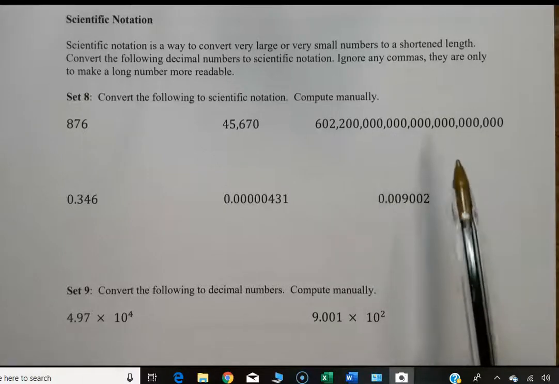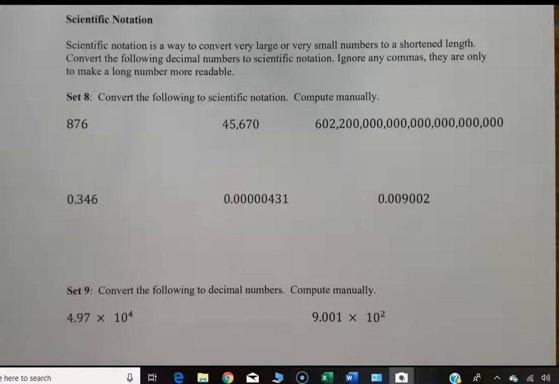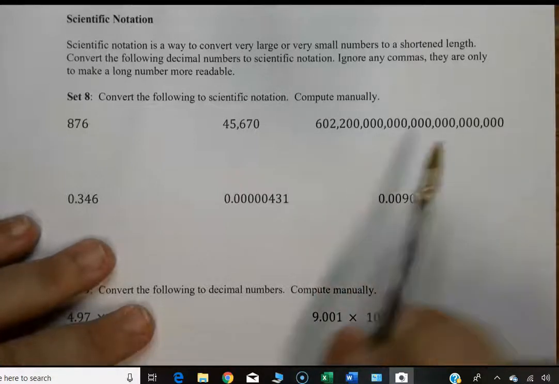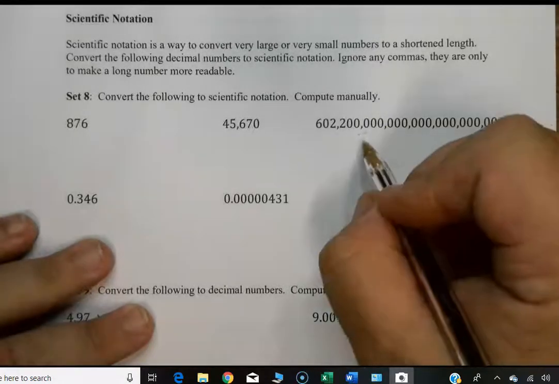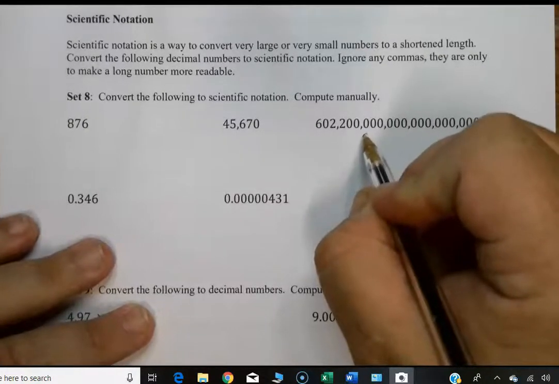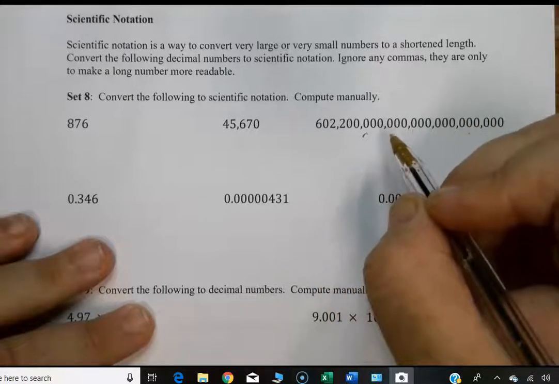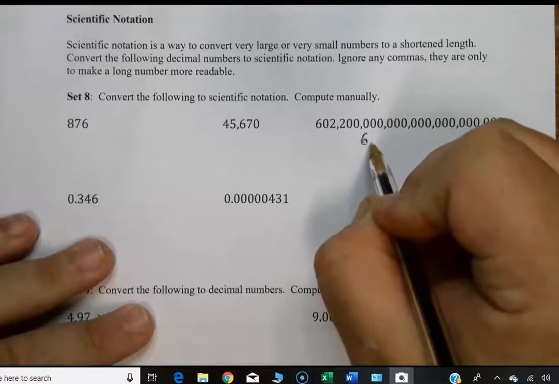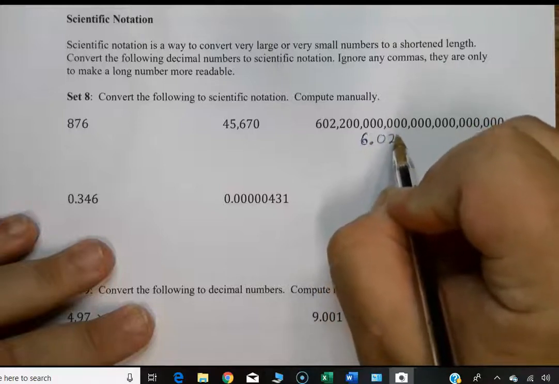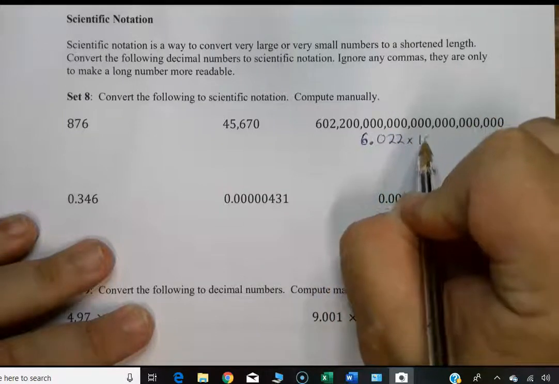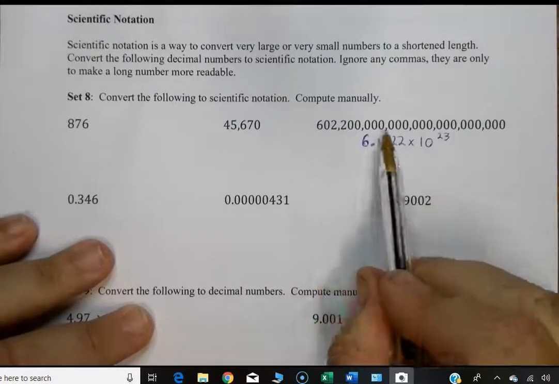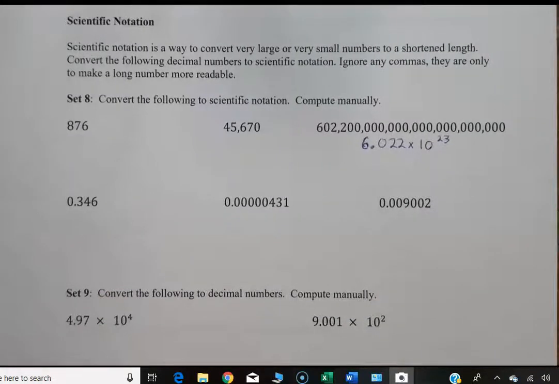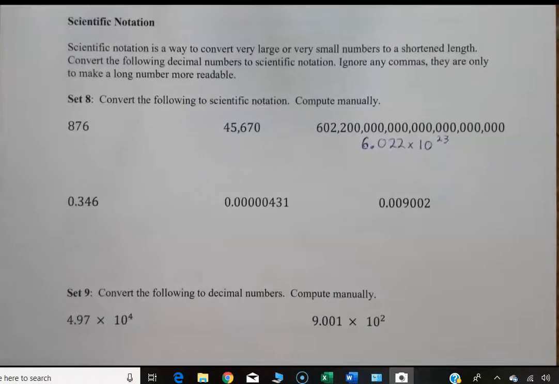Let me do this one first because it gives you an example of how scientific notation is helpful. If you wrote this big long number, which we use all the time in chemistry, if you wrote it out like this, it would be crazy if you had to do that every time. So with scientific notation, well, let me just go ahead and write this one. I'm going to do this one for you. It's 6.022 times 10 to the 23rd power. So you can see how much shorter that is to write than that. And so that's the advantage of scientific notation, and we use it all the time.